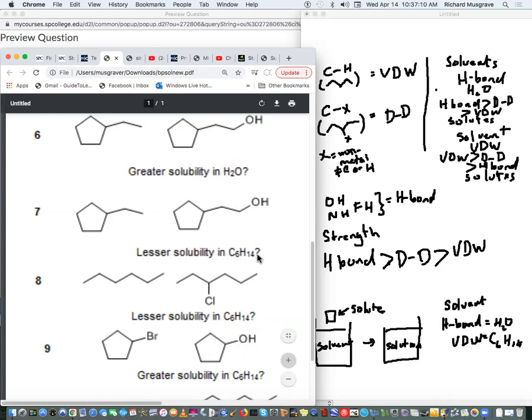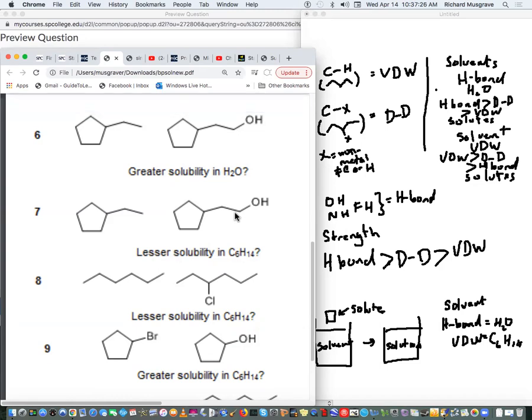This one here, lesser solubility in C6H14. C6H14 is a Van der Waal because it's all carbon and hydrogen. The one on the left is Van der Waal. The one on the right is hydrogen bonding. The one that will be least soluble will again be the hydrogen bonding one. Does anybody have any questions about this?